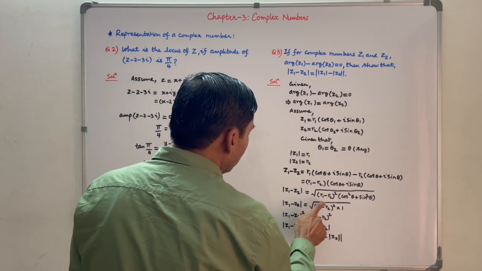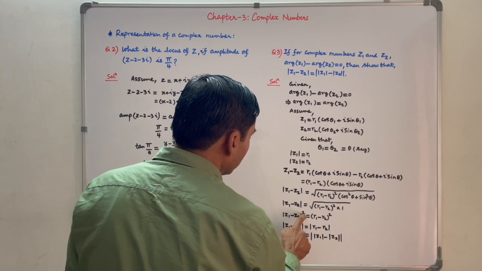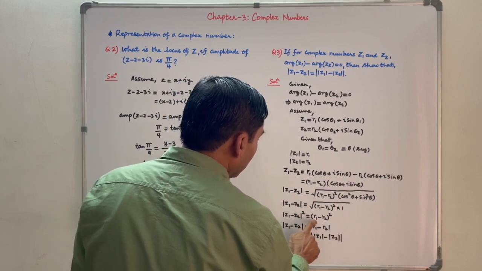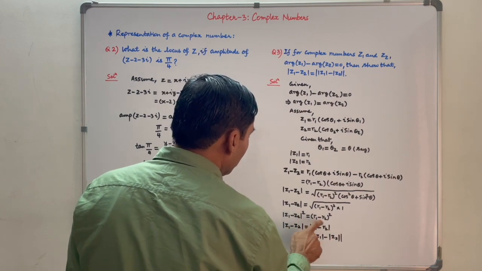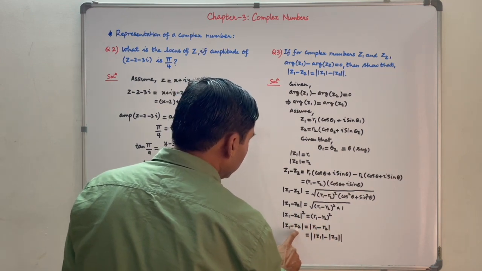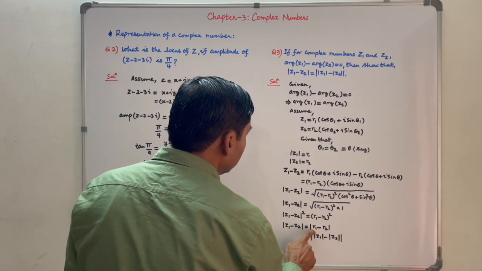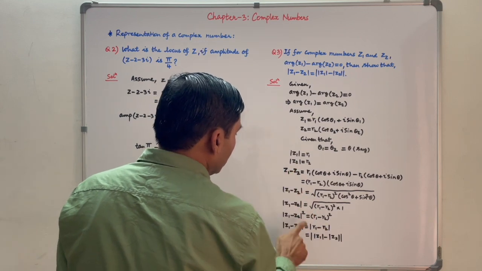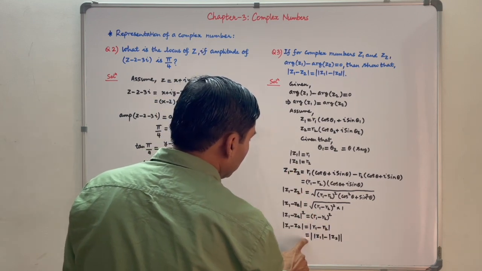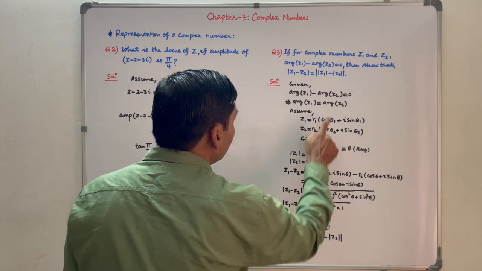Now we can square both the sides. So it will be mod of (z1 minus z2) whole square is equal to (r1 minus r2) whole square. Again we can take the square root of both the sides. So mod of (z1 minus z2) is equal to mod of (r1 minus r2). r1 is equal to mod z1 and r2 is equal to mod z2. So mod of (z1 minus z2) is equal to mod of (mod z1 minus mod z2), which we had to prove.